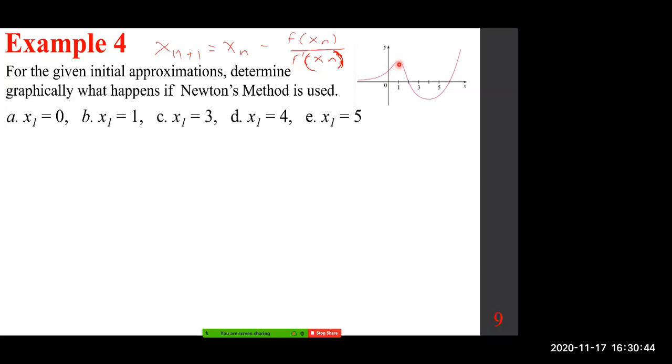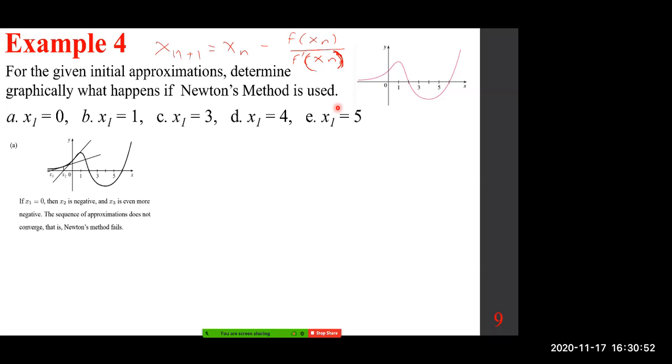So having said that, if you start with x sub 1 equals 0, remember a 0 is here and here's the tangent line. So if x sub 1 is 0, then x sub 2 is negative, and x sub 3 is even more negative. So we are getting away from the intercepts. Going back, the intercepts are somewhere here and somewhere here. So we want to get closer and closer to the actual x-intercept, and we don't.